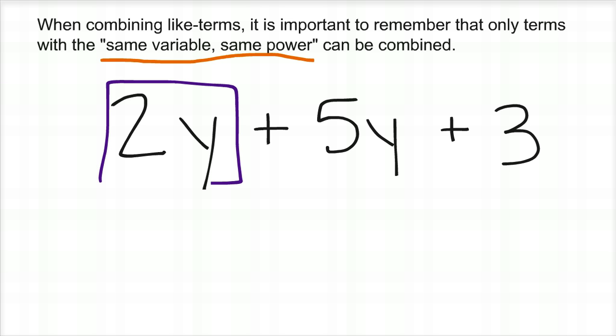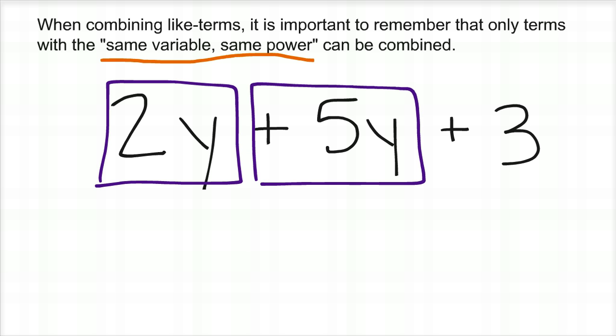The first term, 2y, shows y to the first power. So now I'm looking for other y's that are also to the first power. Here I have positive 5y to the first power. So these two in purple are considered like terms because they have the same variable to the same power. Positive 3 here is a constant, so he stands alone in this case.